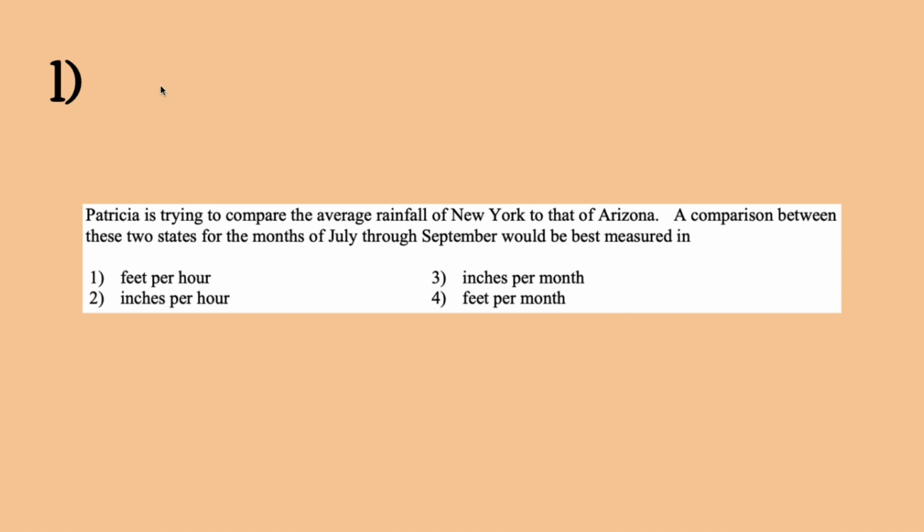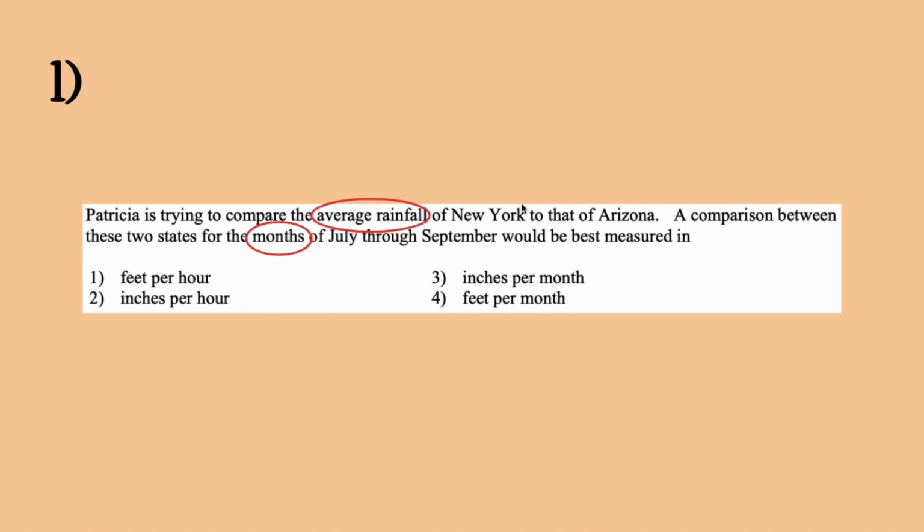For number 1, it says, Patricia is trying to compare the average rainfall of New York to that of Arizona. A comparison between these two states for the months of July through September would be best measured in feet per hour, inches per month, or feet per month. Let's highlight some keywords that they give us. First is average rainfall, and second is months. So we see months here, so we know that 1 is definitely not our answer since we're measuring in months, and these are the only 2 answer choices that have months in them.